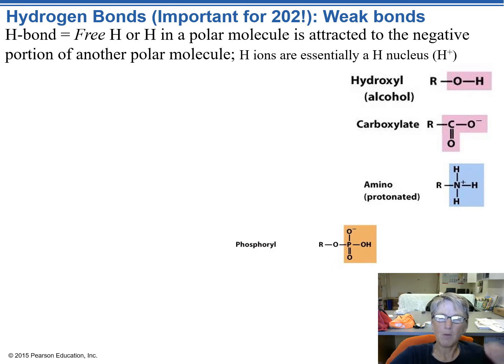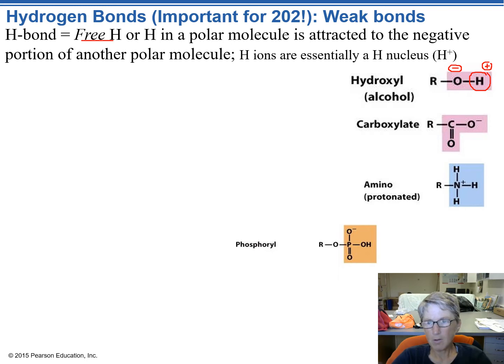Okay, so here's a definition of the hydrogen bond. A hydrogen bond can be formed between a free hydrogen or a hydrogen in a polar molecule. So for example, this hydrogen is in a polar molecule because one pole, where the oxygen is, that's the negative pole, and where the hydrogen is, that's the positive pole. So this would be a polar molecule, or it would be a functional group part of a polar molecule.